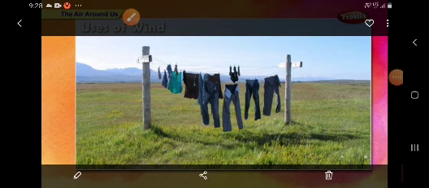Children, as we know, clothes dry easily. They dry in sunlight also, but they dry more easily when there is moving air or wind. So this is another example of wind. In wind we can dry our clothes very easily.